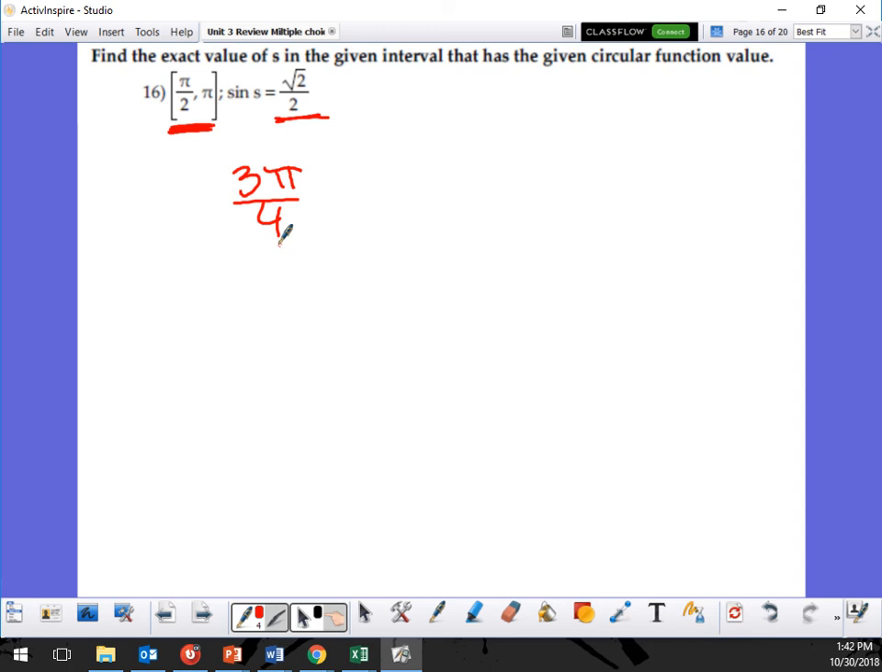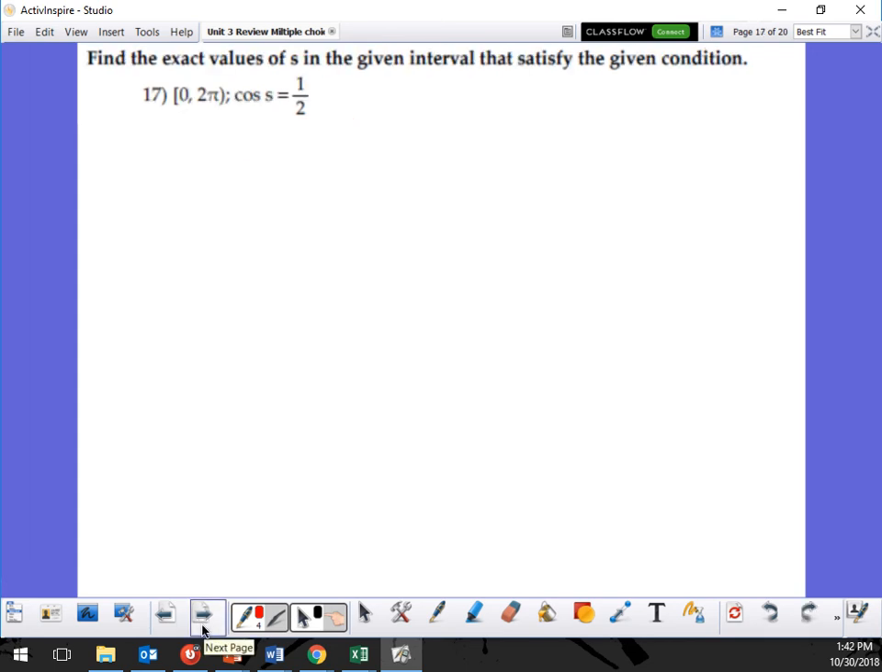We're finding this in radian. That's the reason why it's not the degrees one. All these are in radian. Okay? This next one, right here, 0 to 2 pi, that's the whole circle right there.